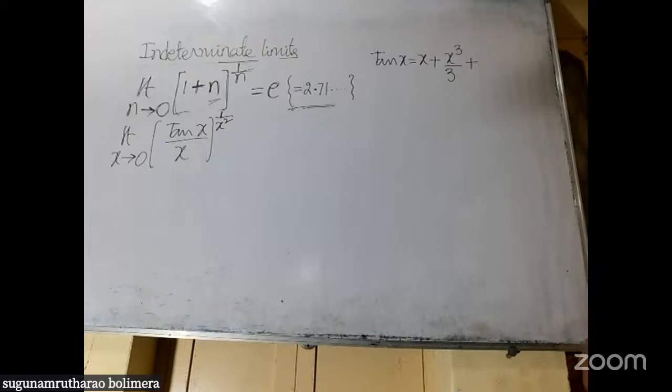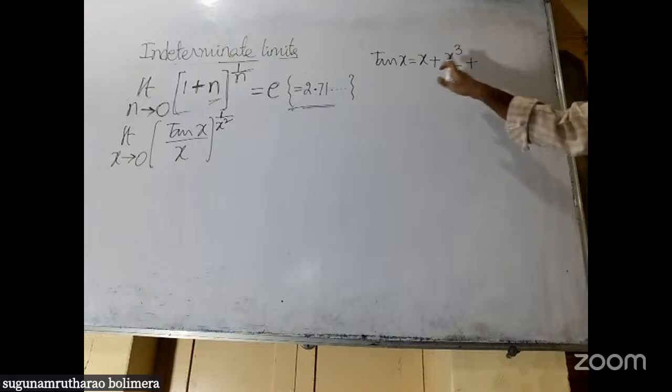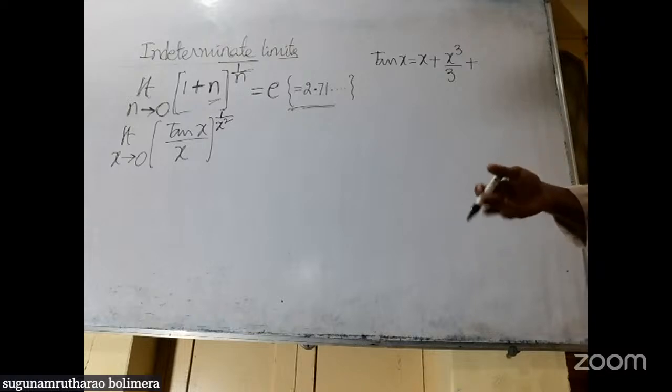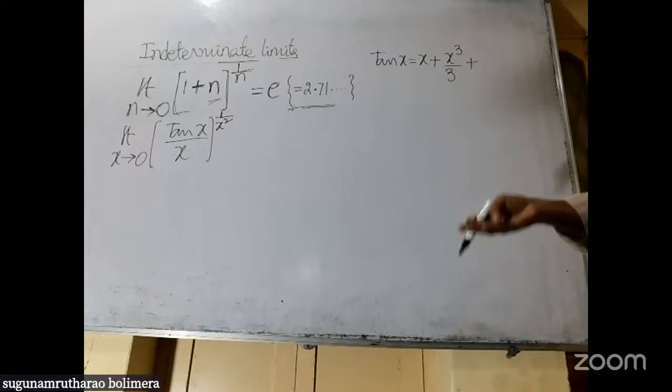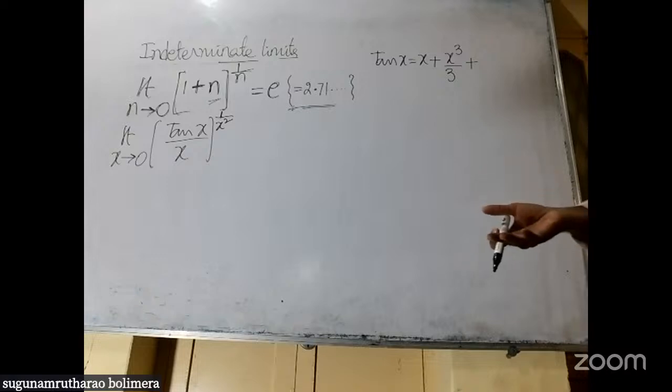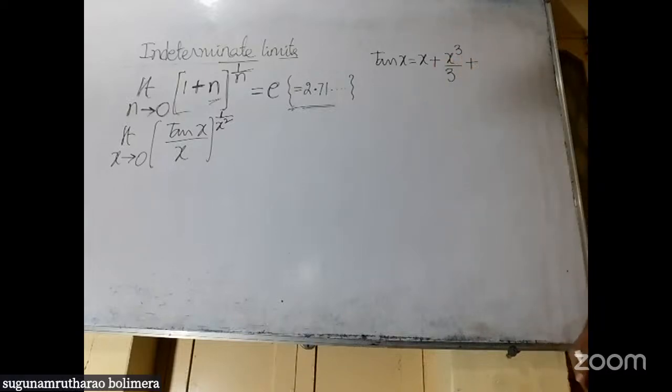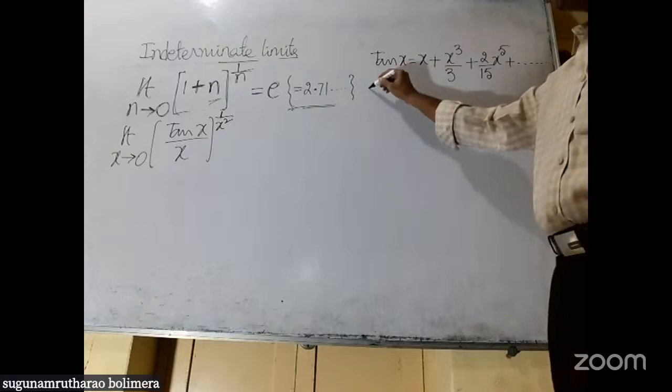As for this problem, just go ahead. In mean value theorem, we are going to find how you are going to get these expansions: e power x, sin x, cos x, sin hx, cos hx, tan x, tan inverse x, sin inverse x. All these expansions we will write. Okay. So x plus x cubed by 3 plus 2 by 15 x power 5 plus so on. This is tan x expansion.